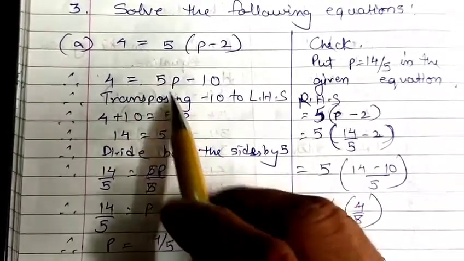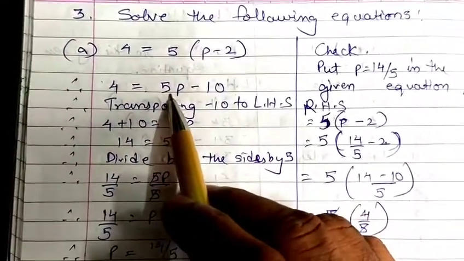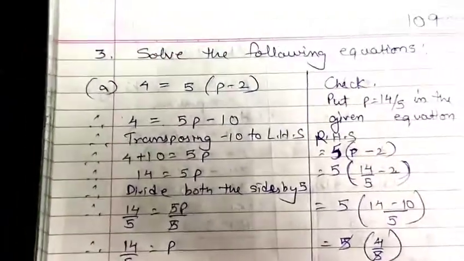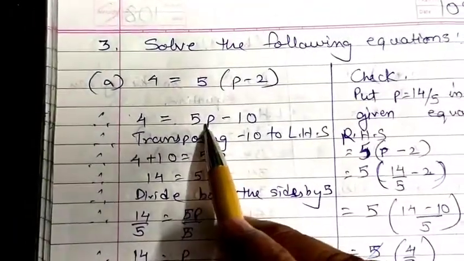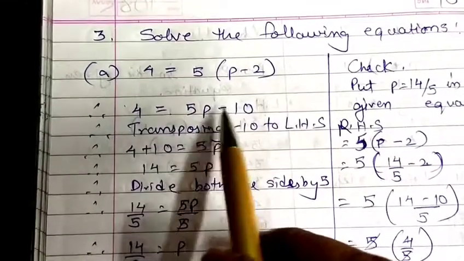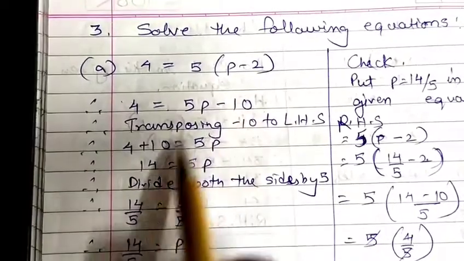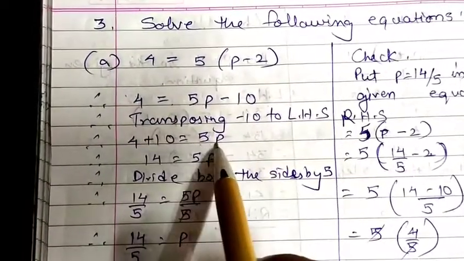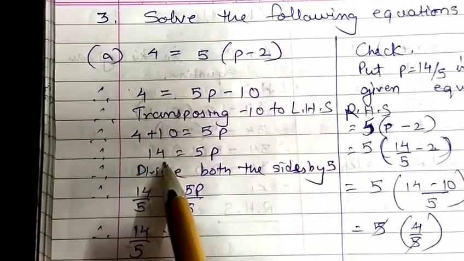See, now multiply 5 with P, so 5 times P, and 2 5s are 10. After doing such, now you can easily try to separate this variable. How to separate? I have to take this minus 10 toward my left hand side. So transpose this minus 10 to left hand side, so negative 10 will become positive 10. So by doing such, I have separated the variable. Now 4 plus 10 gives 14.